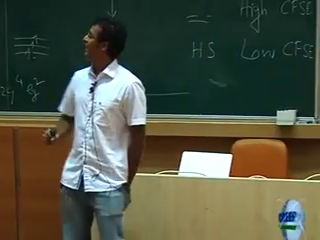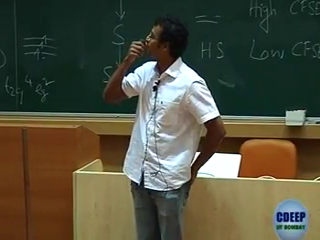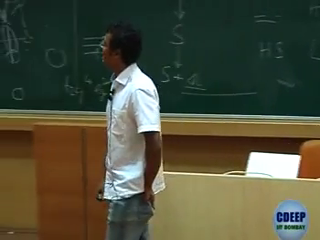No problem. So, first question: crystalline silver oxide is diamagnetic. Explain.